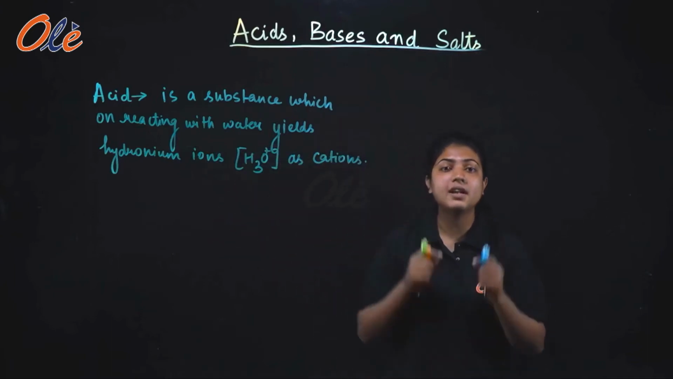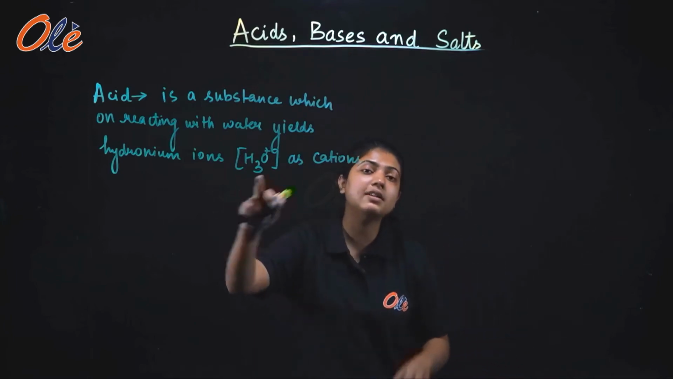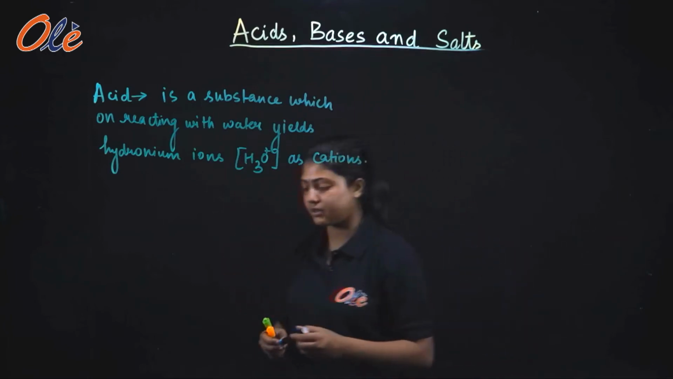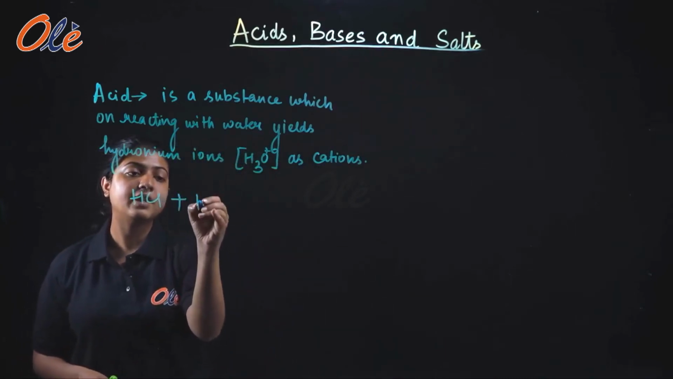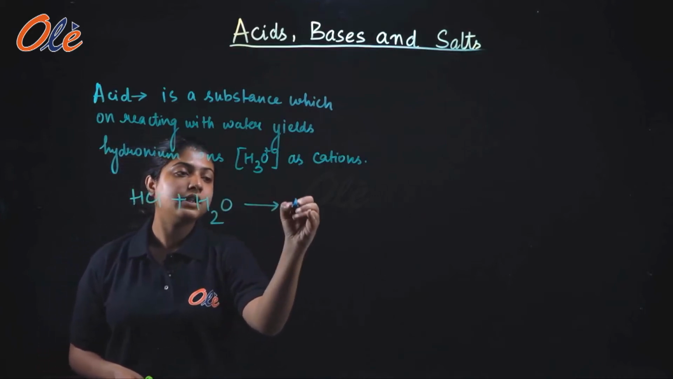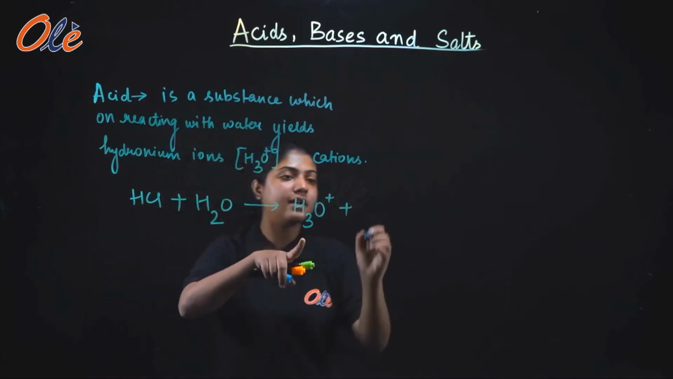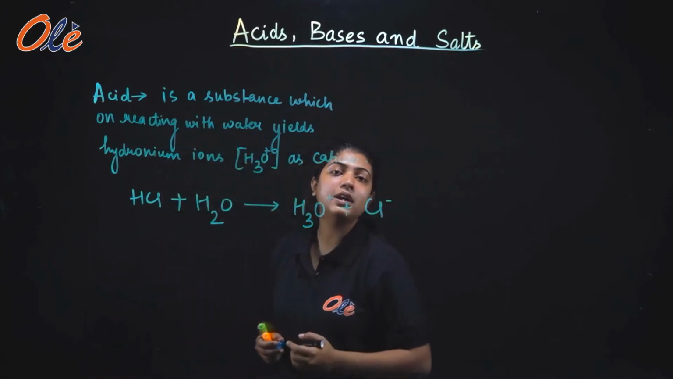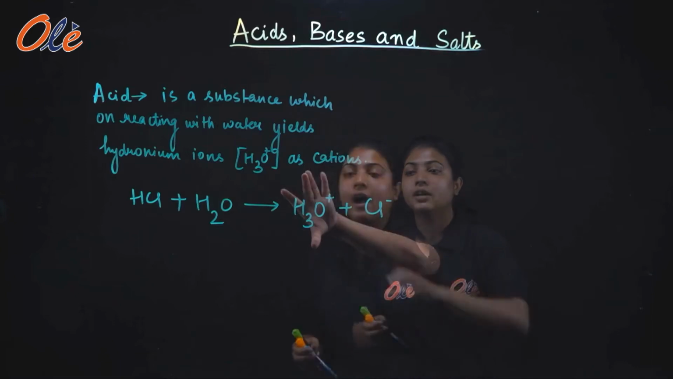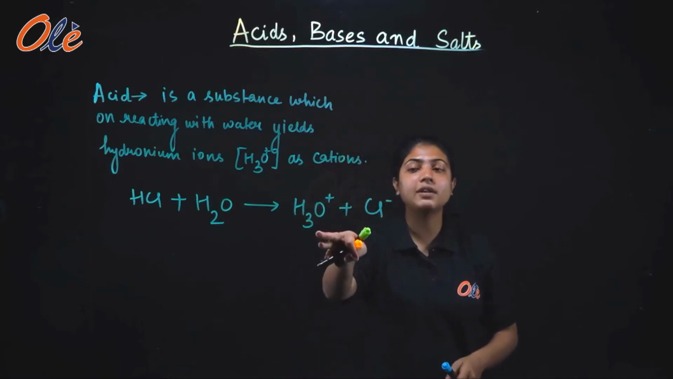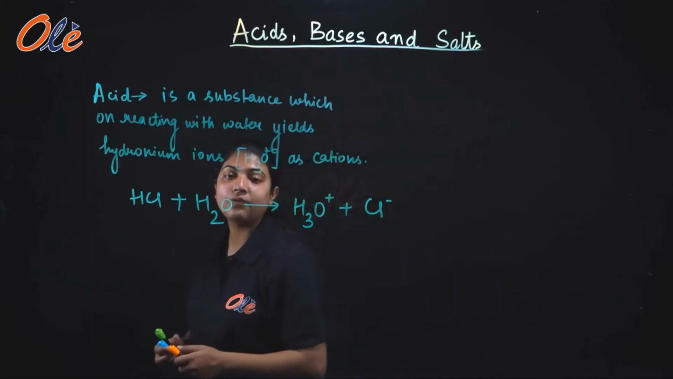So acid is such a substance that whenever an acid reacts with water, it yields hydronium ion on reaction. For example, you know that hydrochloric acid, HCl, is an acid. Whenever it reacts with water, it will yield hydronium ions as positive ions or cations, and it will yield chlorine ions or chloride ions. Okay. So now, as I have told you that an acid will always yield hydronium ions, let me tell you how this hydronium ion is formed.